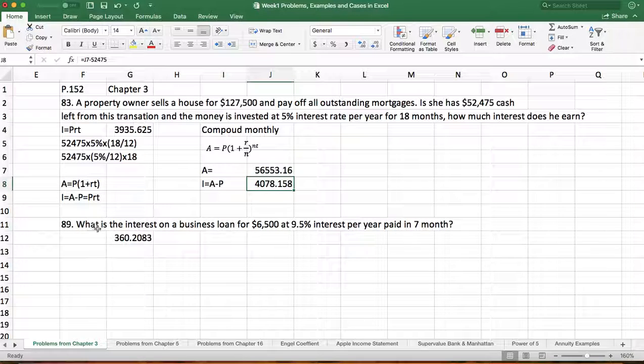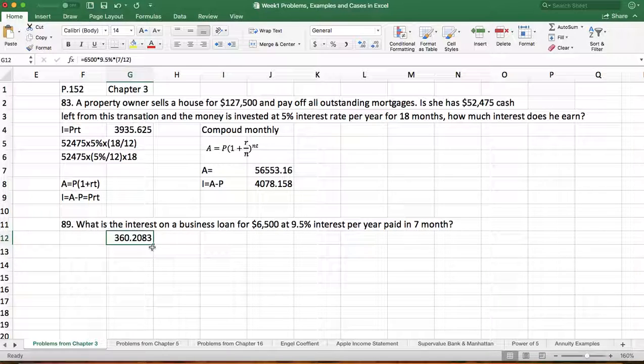Problem 89. What is the interest on a business loan for 6,500 at 9.5% interest per year, paid in 7 months? So again, for the interest, use this formula again.